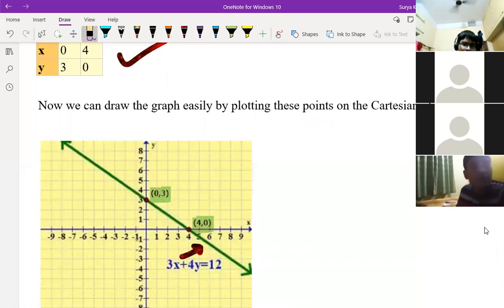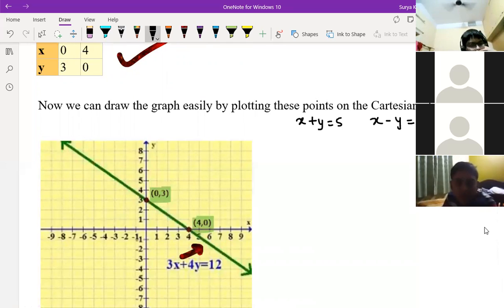Suppose I'm telling you x plus y is equal to 5 and x minus y is equal to 1, okay? So what we should do, I'm telling about the substitution method, for two equations, first equation and second equation.